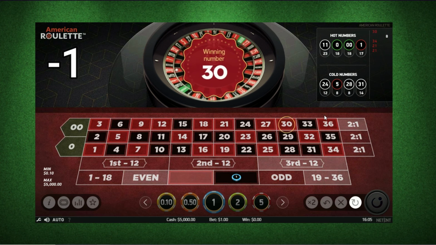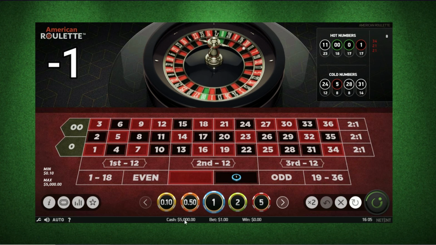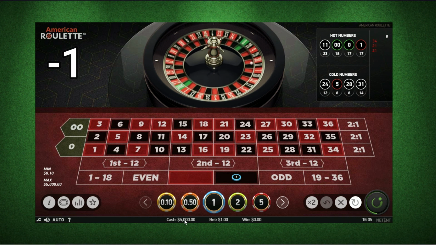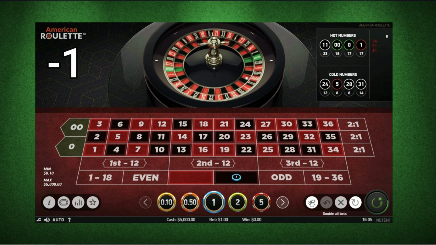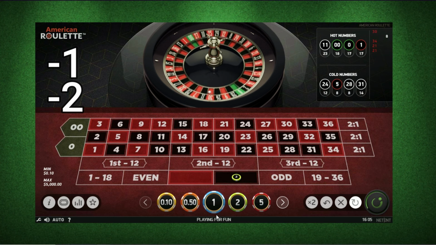The winning number is Red. 30 red. Alright, so now we've lost $1. Right now we've bet $1. So I'm going to keep it, double it. That's $2 plus 1. We're now in the hole for $3.